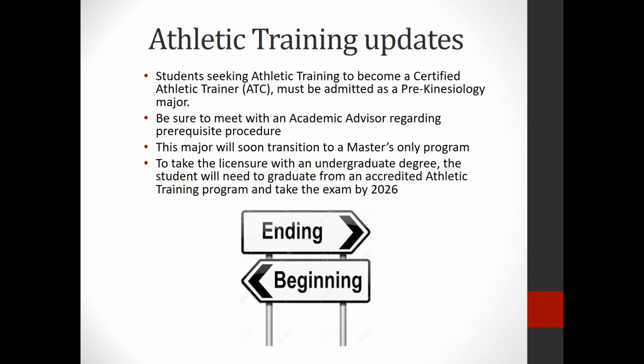The athletic training pre-designation is no longer available for incoming students as of fall 2020. It will be very important for students to meet with an academic advisor to go over the needed prerequisites. This program will soon transition to a master's only program. If a student wishes to take the licensure exam with an undergraduate degree, a student must graduate from an accredited program and take the licensure exam by 2026.